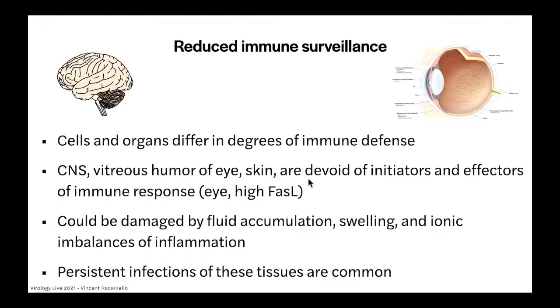But the CNS, the skin, and other places are devoid of other initiators and effectors of the immune response. And we think this is because they're easily damaged by fluid accumulation, by swelling, ionic imbalances, all of which result from inflammation. And so persistent infections of these tissues are common. And the skin, for example, is continuously flaking off, and that prevents infection, as we've told before.